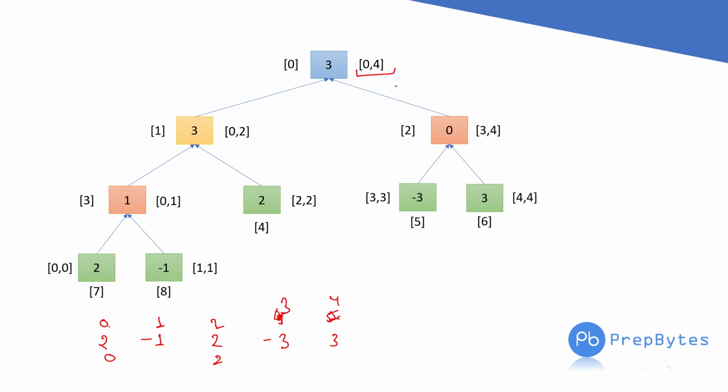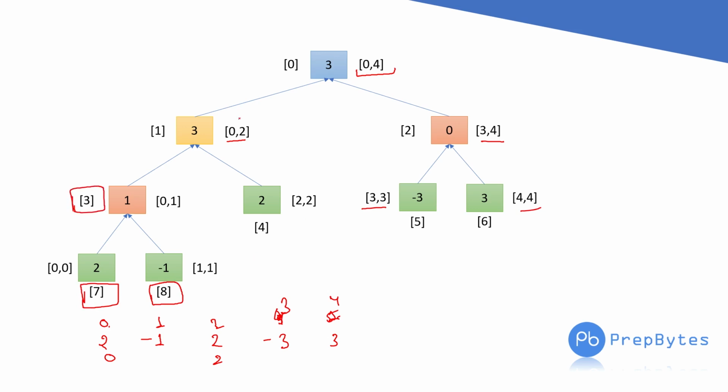So from 0 to 4, the sum is nothing but 3. If you add everything, the sum is nothing but 3. From 0 to 2, the sum is nothing but 3. From 3 to 4, the sum is nothing but 0. Okay, from 0 to 1, the sum is 1. From 2 to 2, the sum is 2. So these are the ranges, and these are the indexes in our segment tree array.